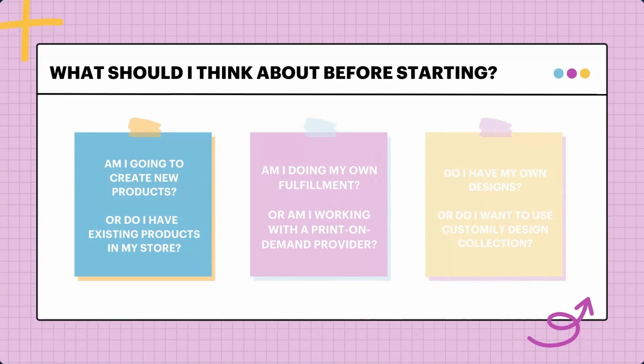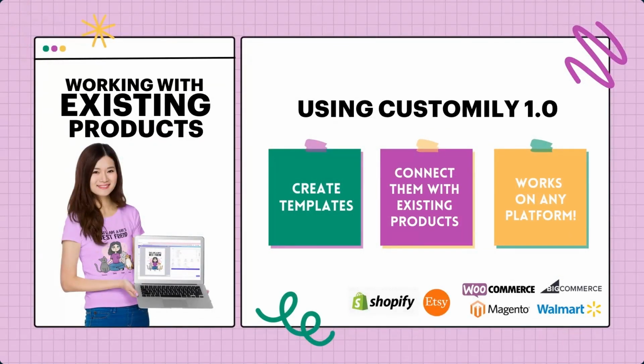If you are working with existing products, you will use what we call Customily 1.0. With this, you will be creating templates from scratch and then linking them to your existing products all from the app itself. The options that your shoppers will use will be created automatically, so you don't need to worry about having to code anything. This direct way of using Customily is available for all e-commerce platforms that we integrate with, and you can see them on the slide, as well as any custom-coded store.